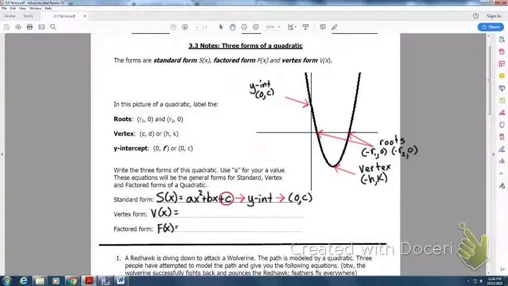V of x, your vertex form. You've got parentheses x plus h, squared, plus k. This is the transformation form that we looked at last class whenever we talked about transformations. It's the form that's going to get you to the vertex. So the vertex form and the form that you have the transformations on, those are one and the same. Hopefully it's obvious that the vertex form is giving you the vertex, and that is your negative h.